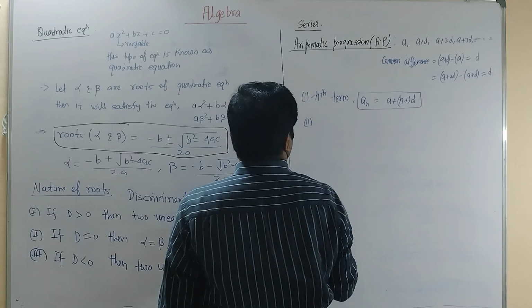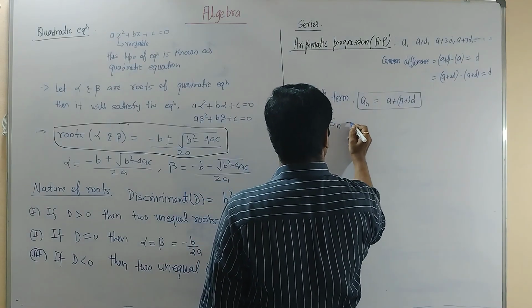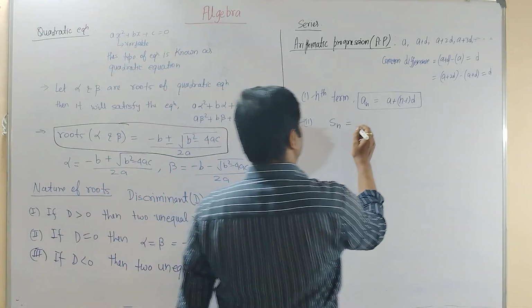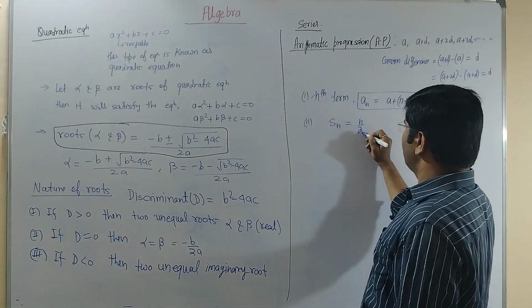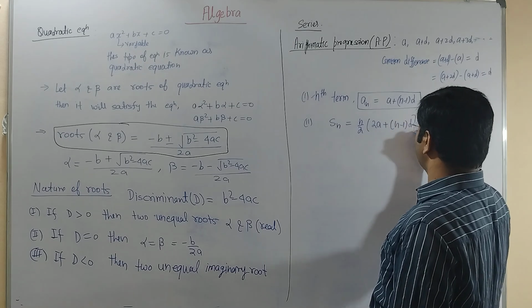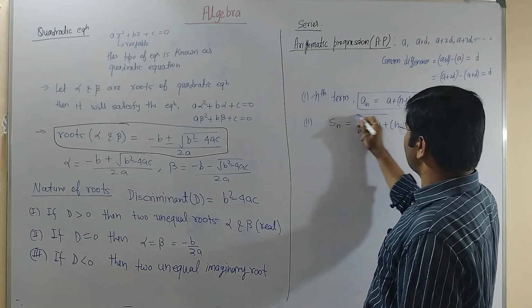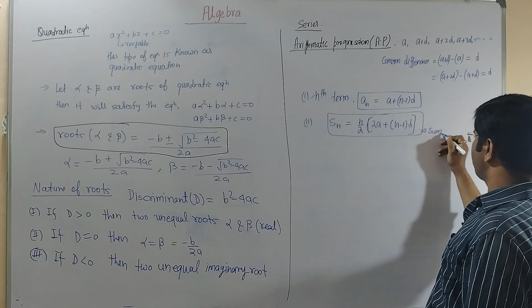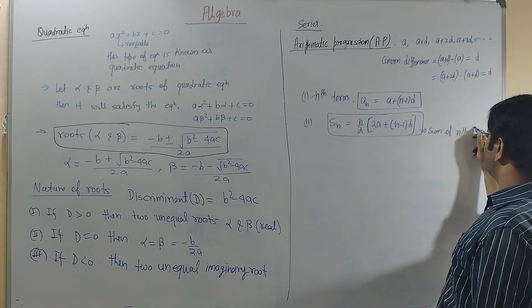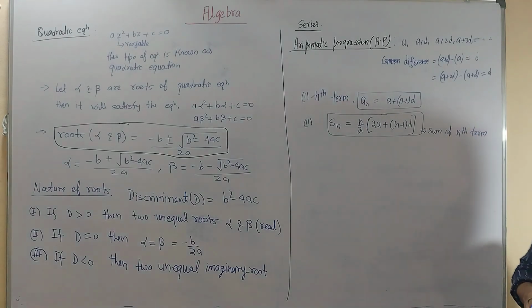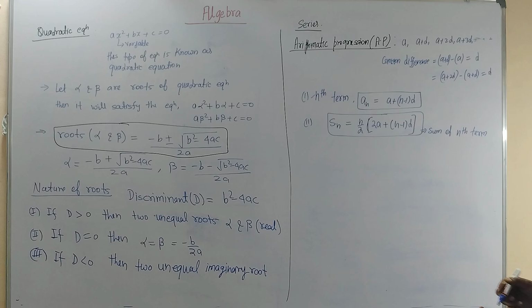The second formula here is, if you want to find out the sum of n terms, then we can write n by 2 in bracket 2a plus n minus 1 into d. Okay, so this is the formula for the sum of n terms. That means you can add n terms and you will get this formula. Using this formula you can find out the sum of n terms.